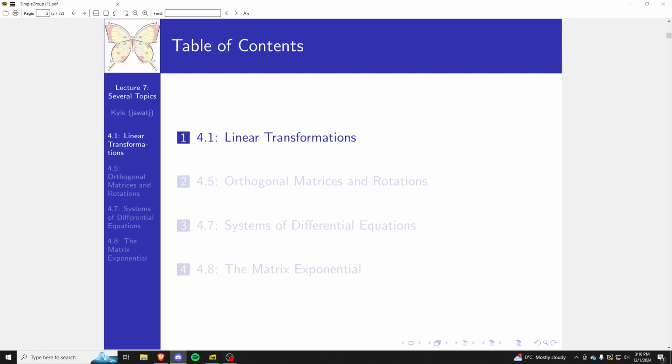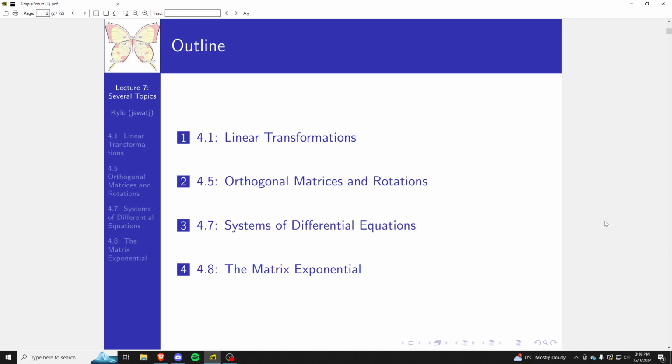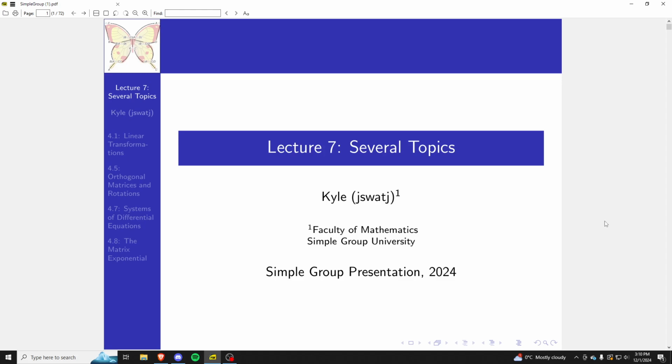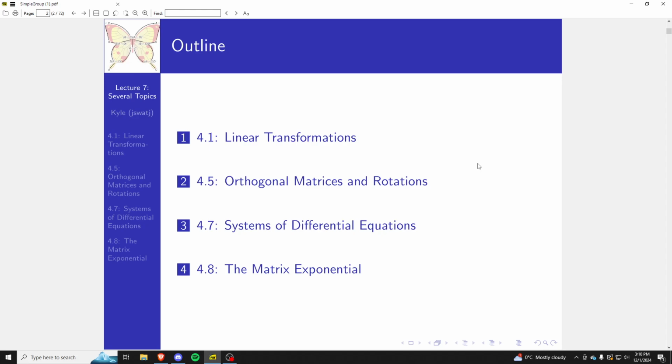Okay, so in this lecture, we are going to cover several topics. There's not really an overarching theme, it's just several different sections that weren't covered from Artin last time. And so these are the topics: linear transformations, orthogonal matrices, rotations, differential equations, and the matrix exponential.